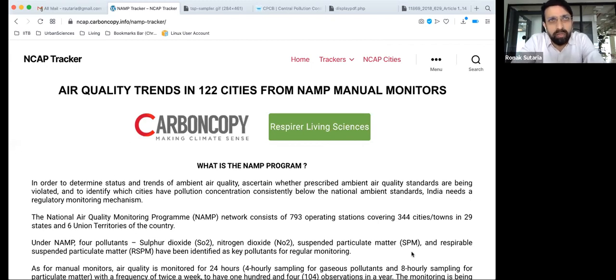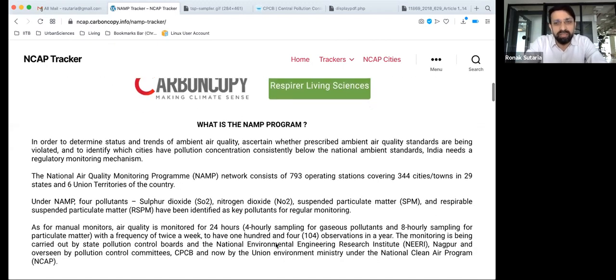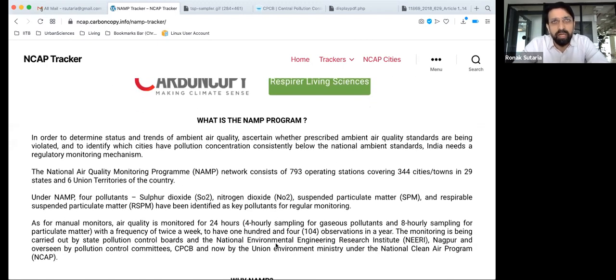So there are 2 or 3 parts I'm going to touch upon. Firstly, I'm going to do a very quick 2 to 3 minute overview of what exactly is NAMP and specifically what are the manual monitors, because this is a program which has been running for a very long time. The documentation says it's been running since '84, but data is being reported from the NAMP program since 2016 in the public domain. So we have access to data from 2016 onwards.